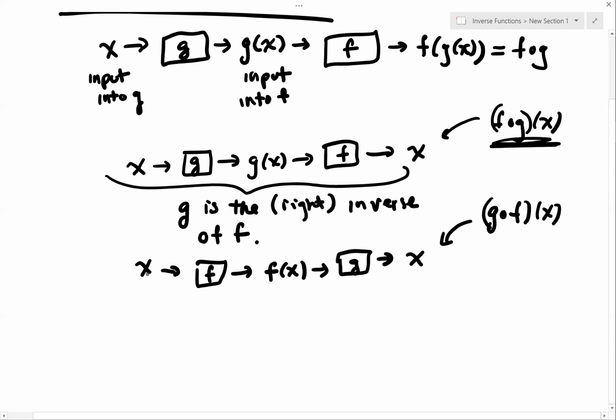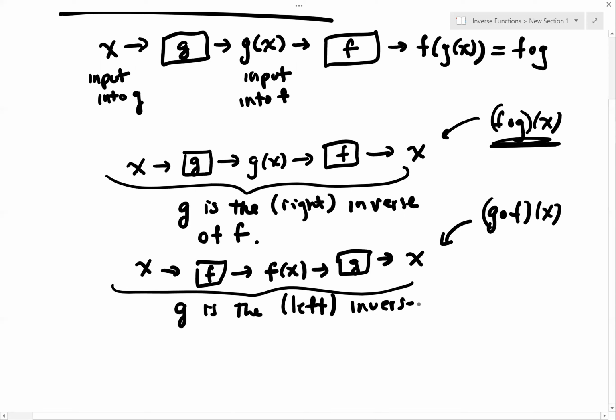then if I start with x, I put it through f, and I take whatever comes out of f and plug that into g, and I end up with what I started with, just like in the previous composition. We say g is also the left inverse. G is the left inverse of f.